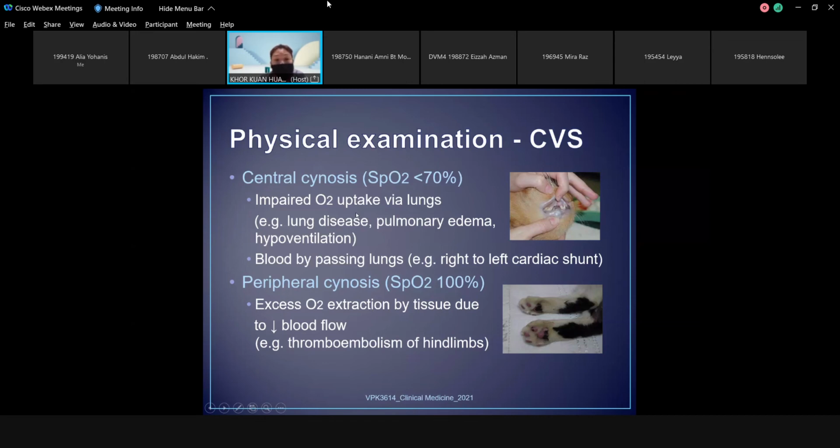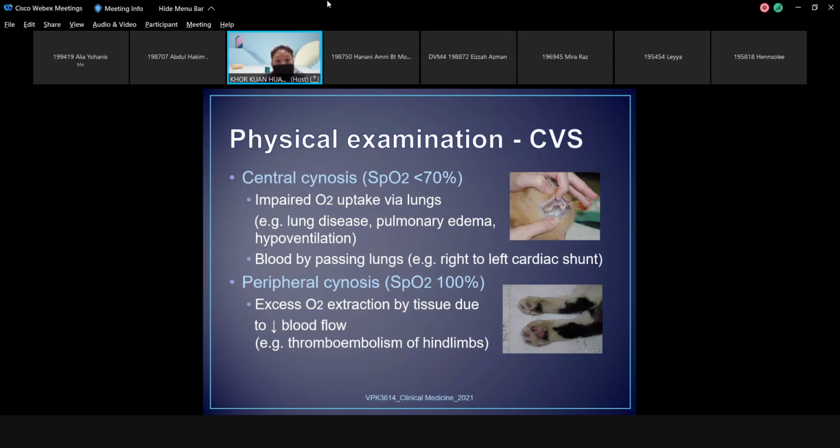You can have any lung diseases, pneumonia, bronchitis, bronchopneumonia, fungal pneumonia, anything that is making the patient become dyspneic. Or maybe pulmonary edema from heart disease. Or maybe this patient cannot breathe and is having hypoventilation. Or even congenital diseases where blood bypasses the lung, so you're going to have right to left cardiac shunts. They can give you cyanosis as well.